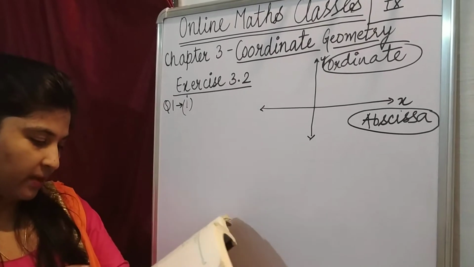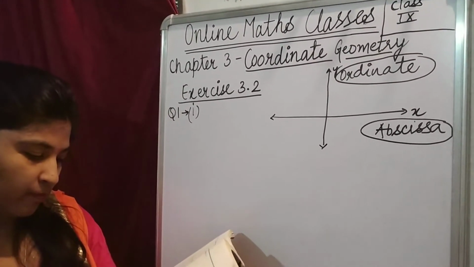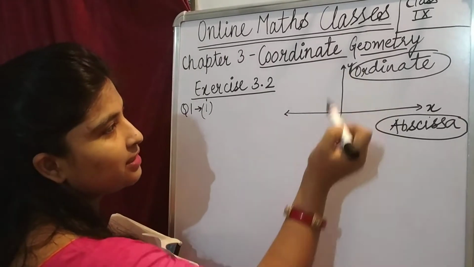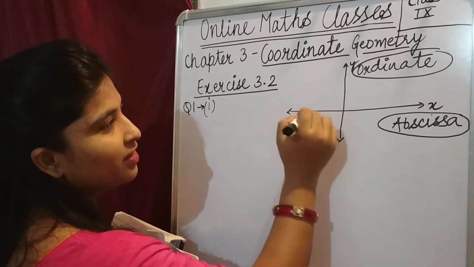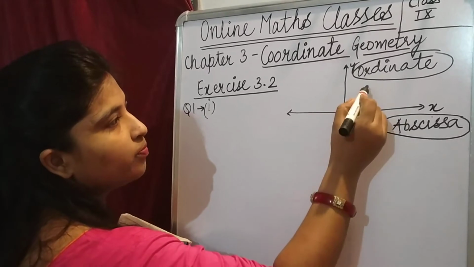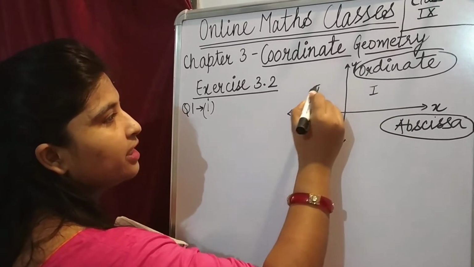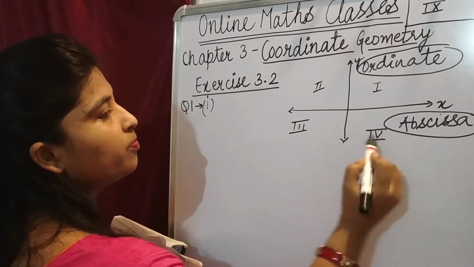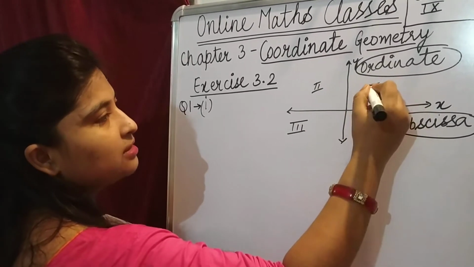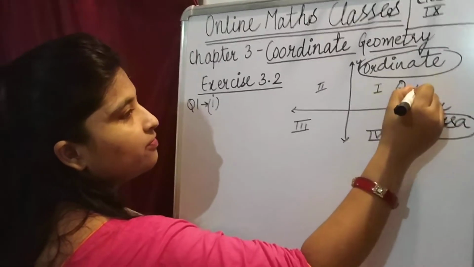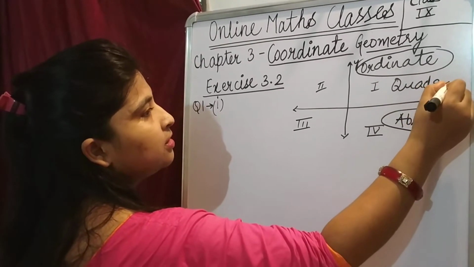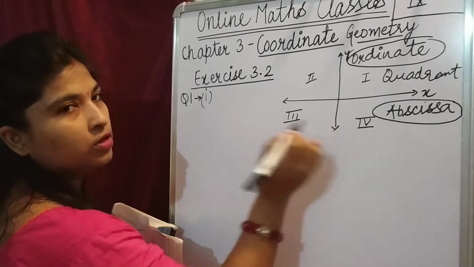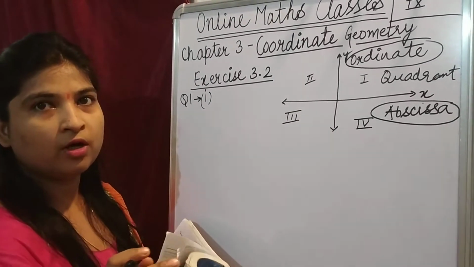Now the second part: what is the name of each part of the plane formed by these two lines? Can you see that there are two lines, the x-axis and y-axis, and they divide the plane into four parts: first, second, third and fourth. All four parts are known as quadrants. The first is the first quadrant, second quadrant, third quadrant, fourth quadrant.